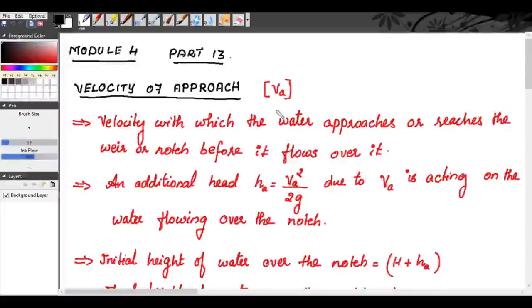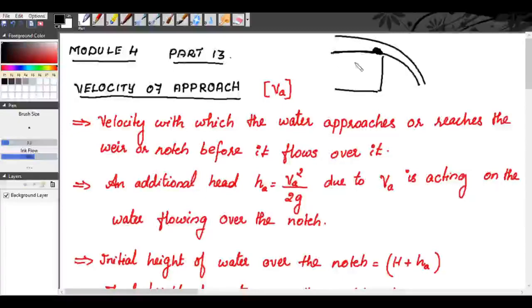So what is velocity of approach? We all know velocity. What is velocity? It is the differentiation of distance with respect to time: how much it is traveling with respect to time, how the water flows with respect to time. That is velocity. So velocity of approach means, when the liquid is reaching the notch, there will be an increase in velocity, and due to the increase in velocity, there will be an additional velocity head. That is included in velocity of approach.